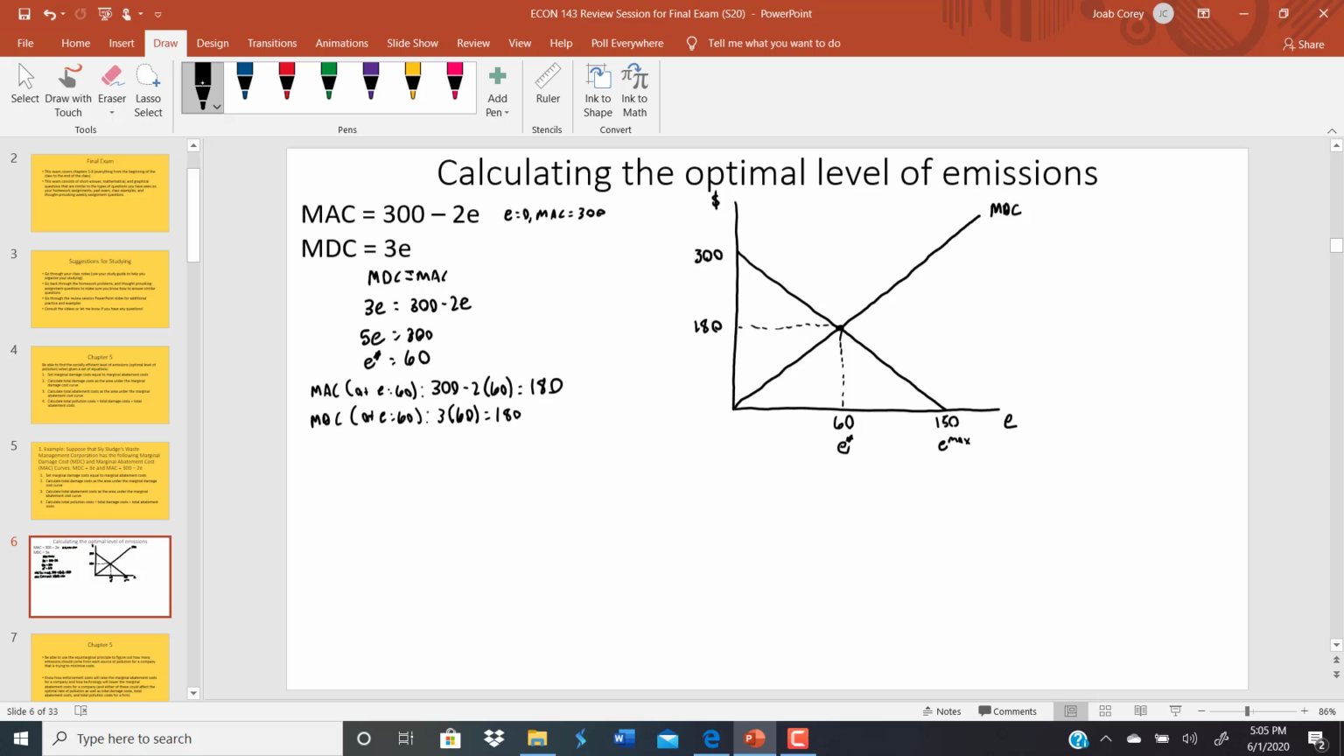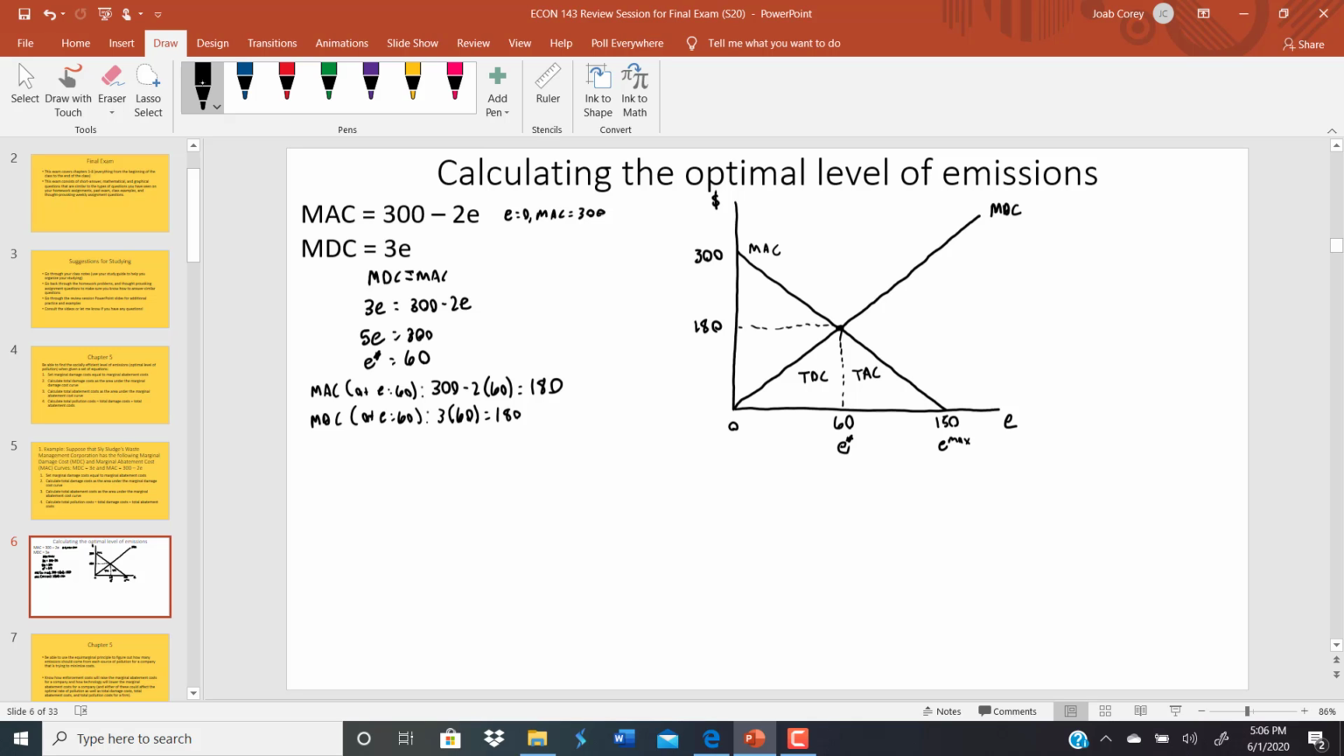Now remember, the next thing I told you that you might have to do is figure out what the total damage costs and the total abatement costs are when we are at this optimal amount of emissions, right? Remember that total damage cost is the area under your marginal damage cost curve, right? So again, our total damage costs are represented here. And our total abatement cost is the area under our marginal abatement cost curve, which is this curve here. So this is going to be our total abatement cost here, right? And so we can calculate that out.